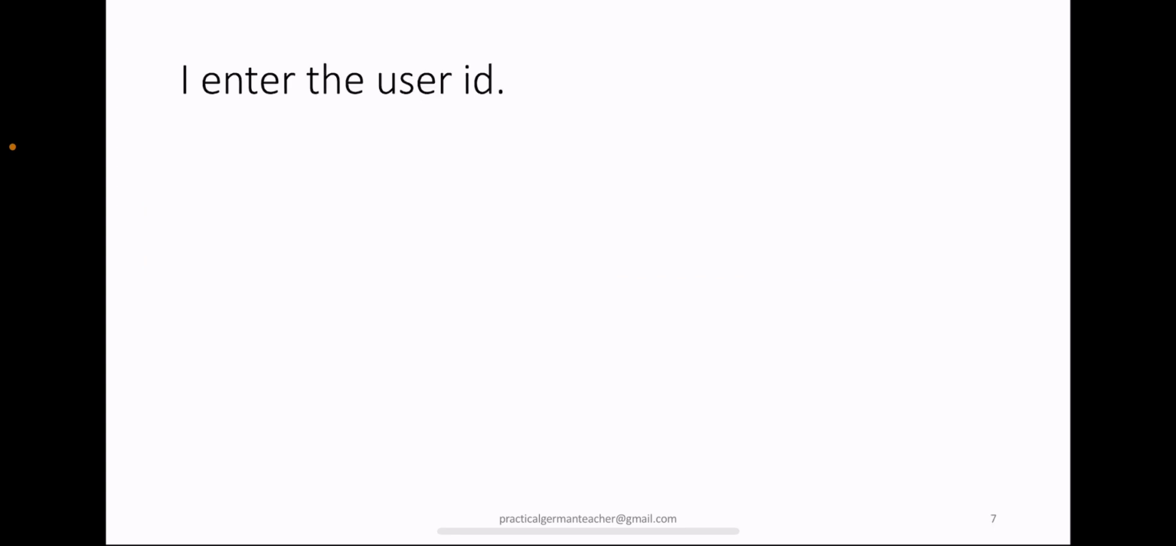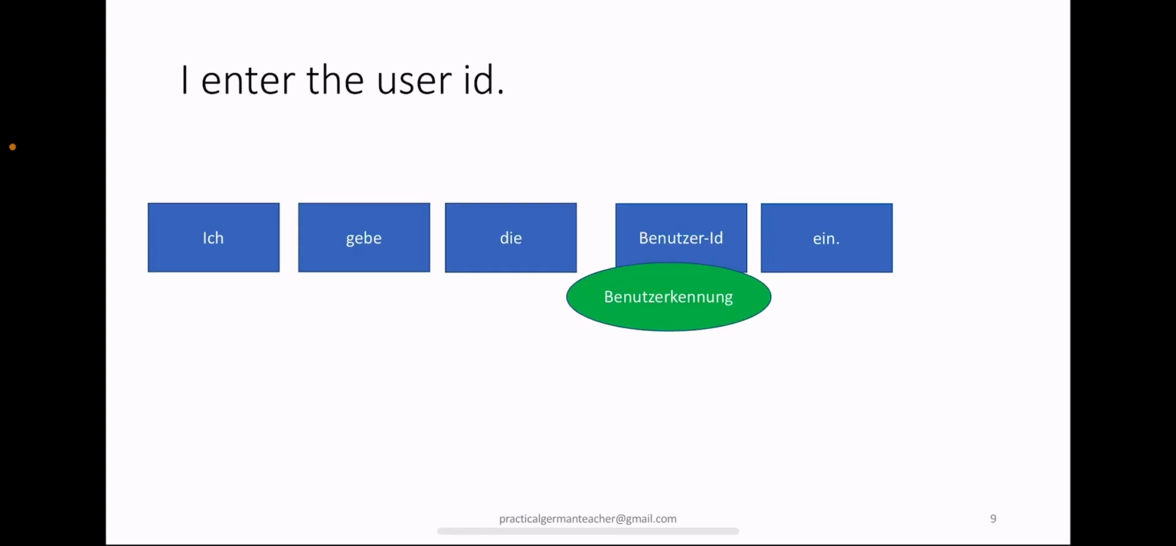So I turn on my laptop and then I enter the user ID, and the next one is Benutzer ID, it's also Benutzerkennung. And if you want to guess, is it der, die, or das? Any noun which ends with the letters U and G, you can be almost sure that it is die. Okay, let's look at the sentence.